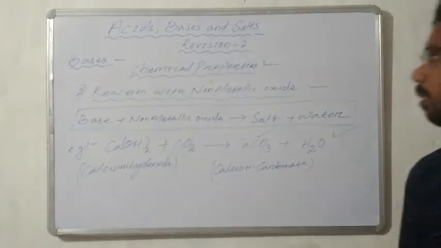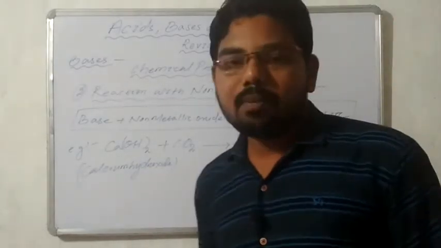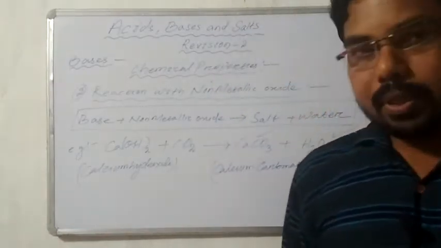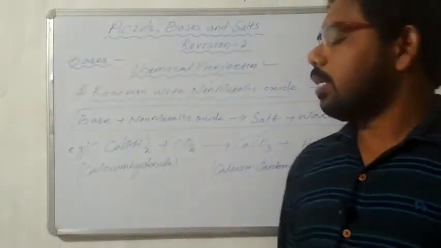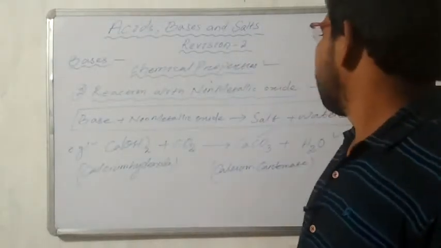So the chemical properties of bases are over, because bases mainly react with only two things: the first is metals and the second is non-metallic oxides.